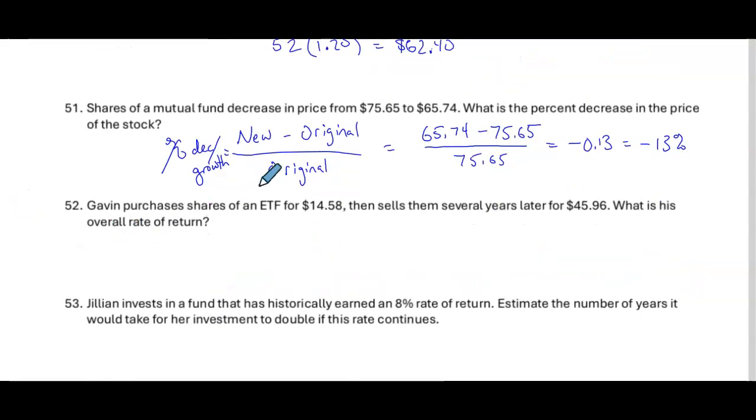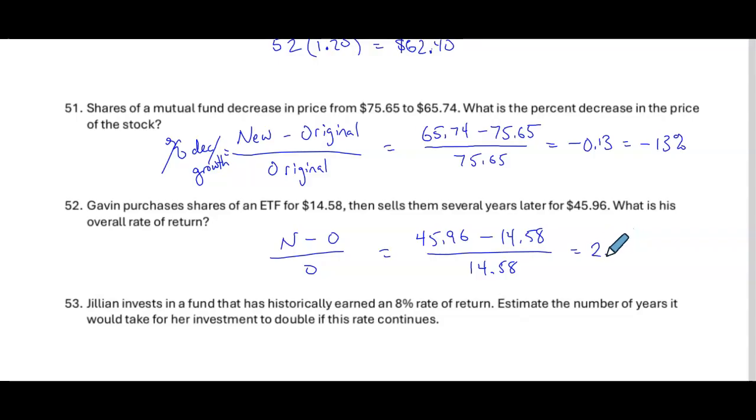Okay, Gavin purchases shares of an ETF for $14.58, sells them for $45.96. So that's a pretty big profit. So if we take the new minus the original divided by the original again, that's going to be $45.96 minus $14.58, all divided by $14.58. All right, so that looks like it divides out to 2.15, but we want the percent, so we need to multiply by 100, and that's going to be 215%.